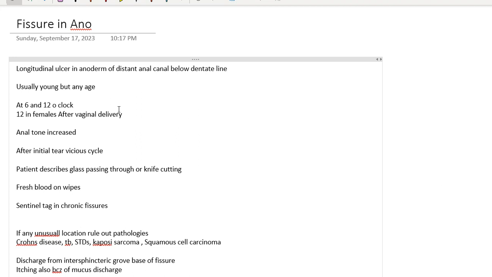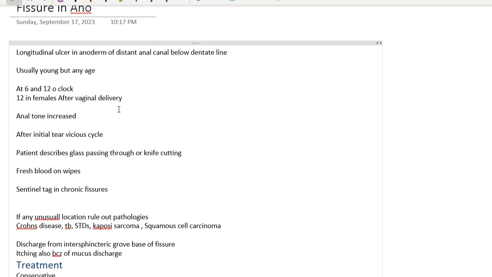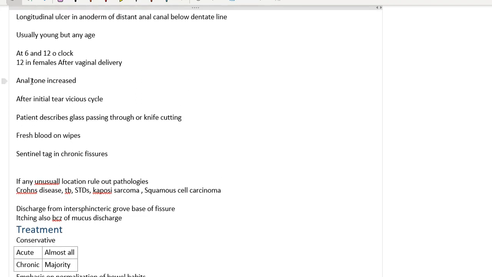The most common locations of fissure in ano are at 6 and 12 o'clock. 6 o'clock is most common in males and 12 o'clock in females, especially after vaginal delivery. When you examine a patient with anal fissure, you will see his anal tone is increased on DRE, and basically there is a whole vicious circle after the initial tear.